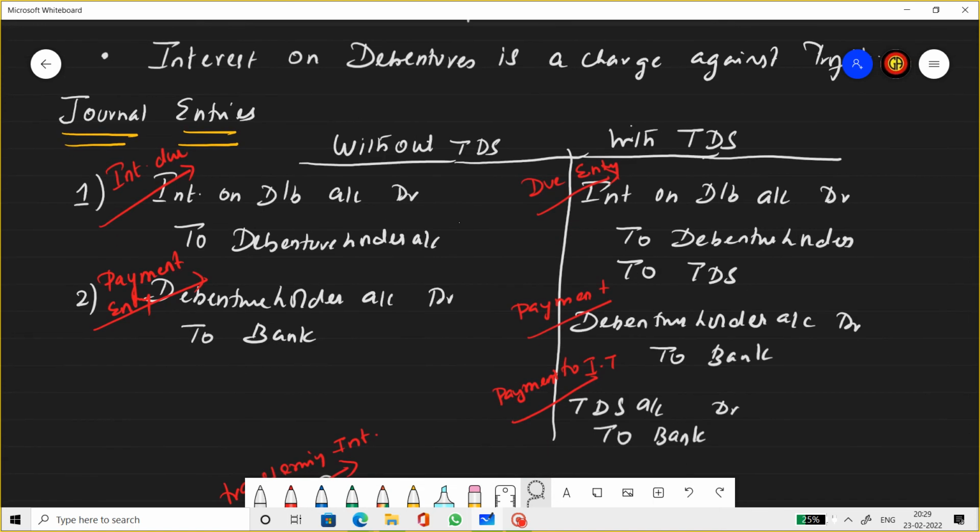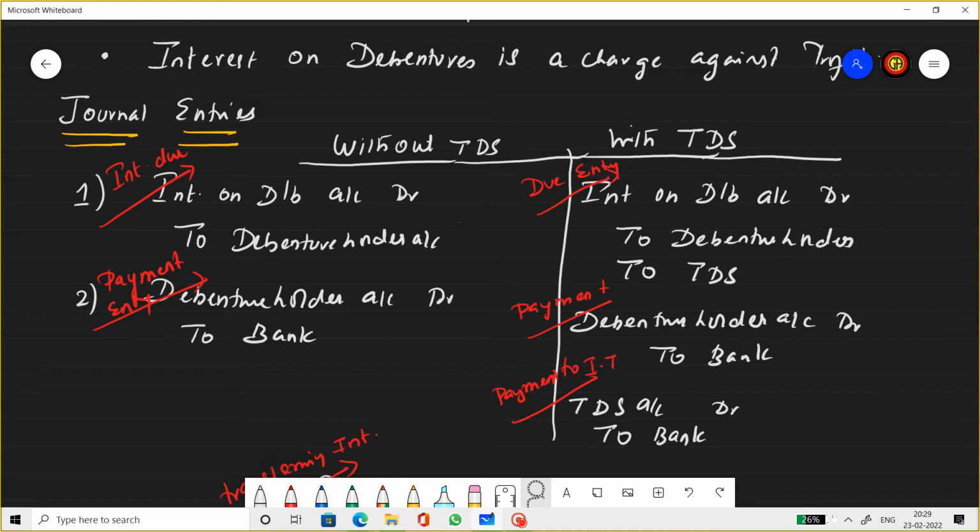Now under journal entry, there could be two cases here: without TDS and with TDS. Without TDS means the question is silent about the tax part of it. In general, this never happens. In real life, tax is always deducted. But to make things easier for students, TDS is removed from the syllabus for this academic year. But I am just giving you the journal entry in both cases: without TDS, and with TDS.